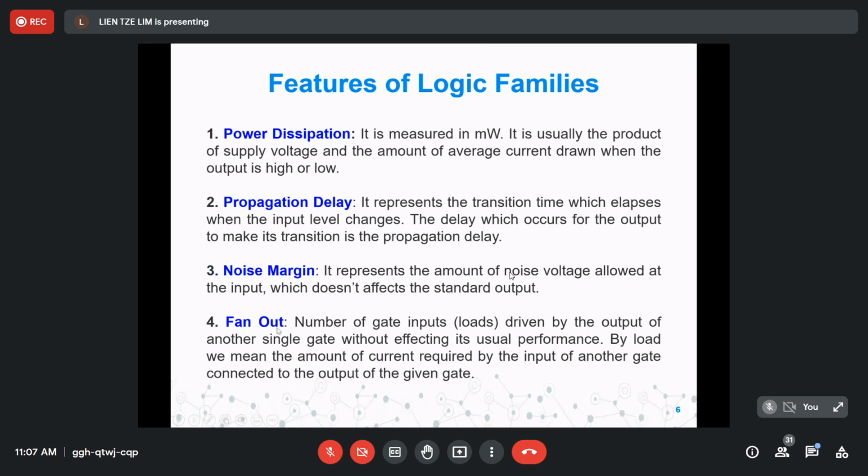And fan out is the number of gate inputs, meaning the load, driven by the output of another single gate. This is the driver, driving the load without affecting its usual performance. By load, it means the amount of current required by the input of another gate connected to the output of the given gate. This is just the definition of each of the parameters in evaluation.